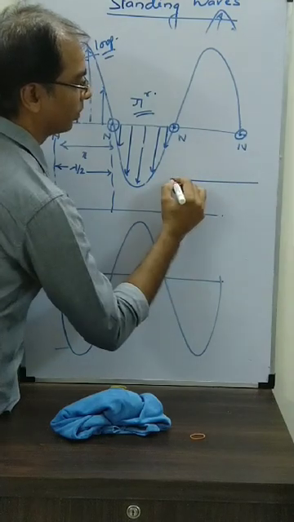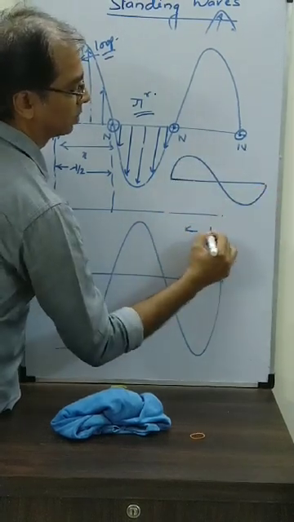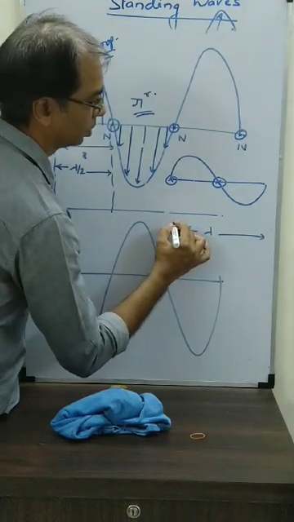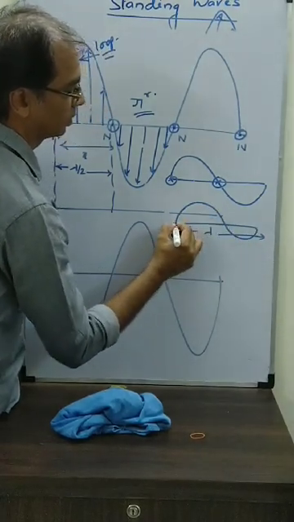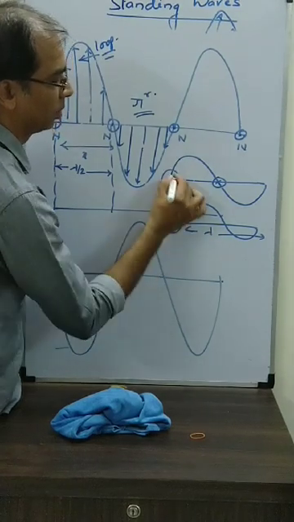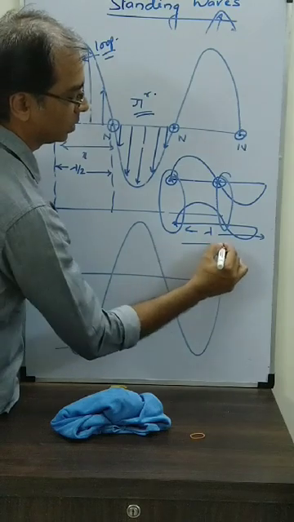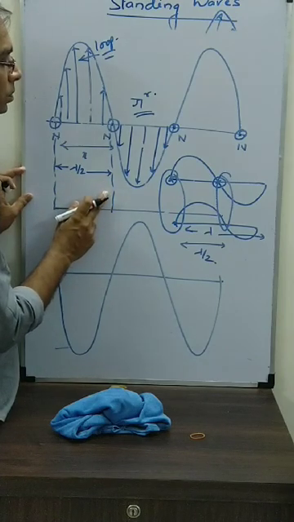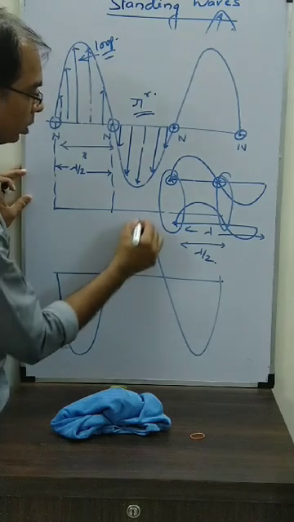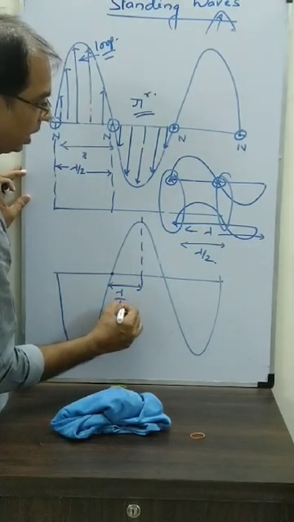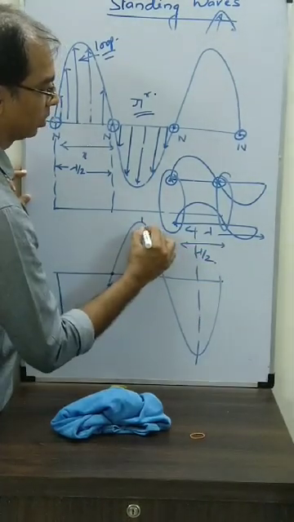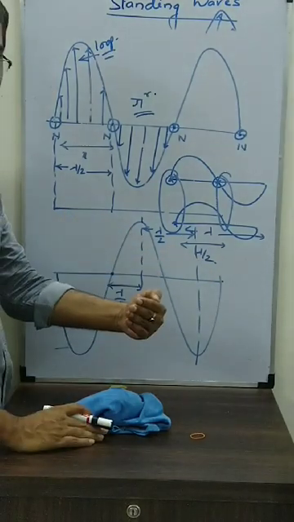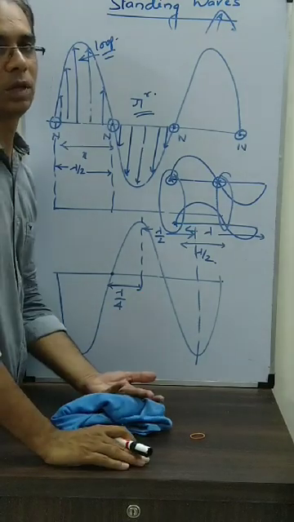How can we say? Because in a progressive wave, this was lambda. This is a node and this is also a node, because the other wave was like this only. So this point and this point when combined became a node. But what is the distance between two nodes? It's lambda by 2. So remember, the distance between two nodes is lambda by 2, between node and antinode is lambda by 4, and between two successive antinodes is also lambda by 2.